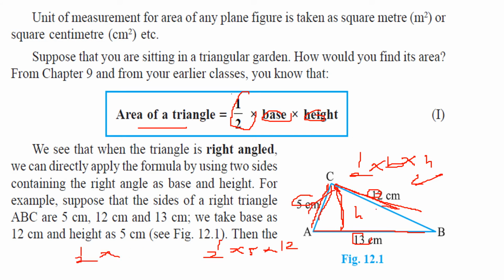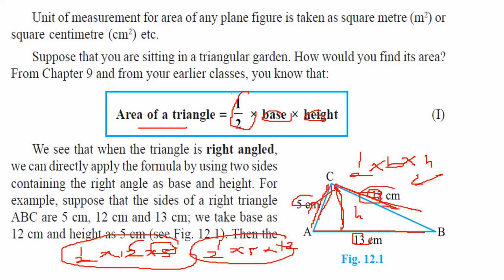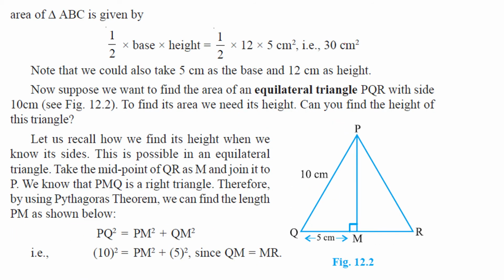So half into base is 12 and altitude is 5. In both cases, you will get 2 sixes are 12 and 5 sixes are 30. So 30 is the area. In both cases, you get the area as 30 centimeters square. Either you take 5 as the base and 12 as the height, or vice versa.